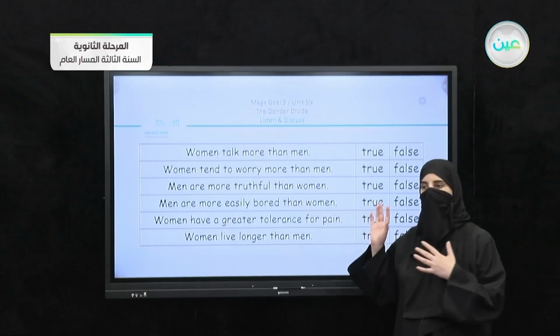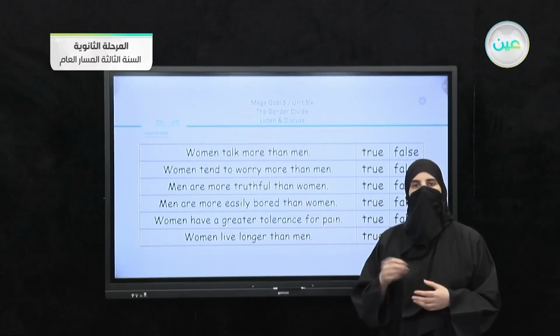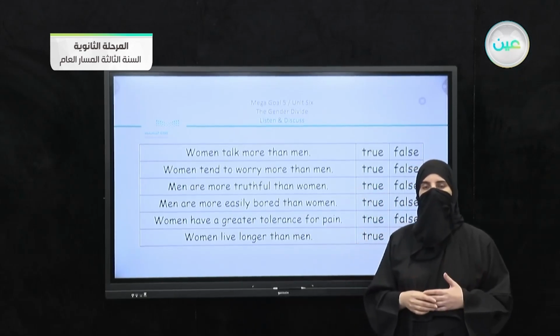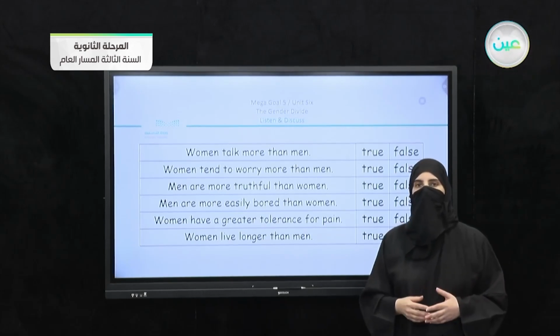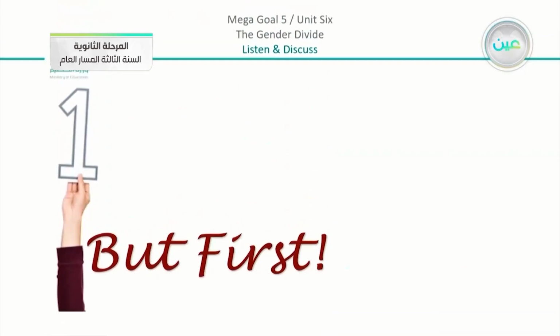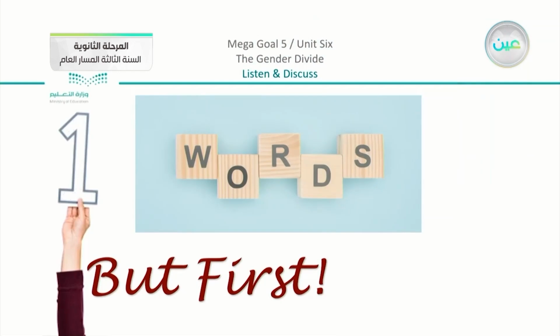So here, this is the same chart or table that we have in our book. You can just, with a pencil, check which one you think is true or false. And as we said, we're going to go back and revise our answers at the end. So moving on with our lesson, we're going to check afterwards. Now first, before we start with the discussion that we have in the book, we are going to go through the words that we have here.